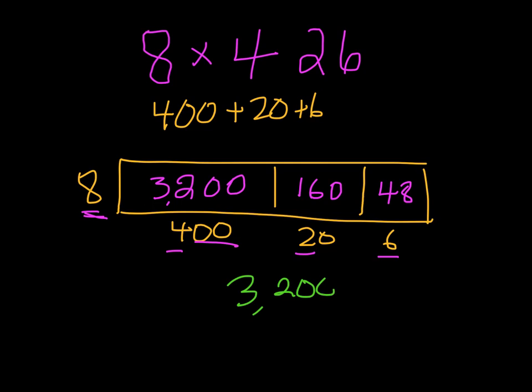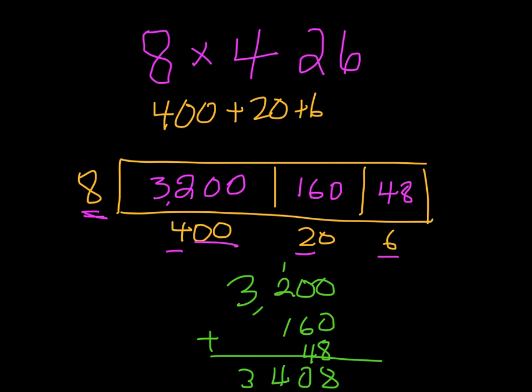3,200, 160, 48. That's 8. That's 10. Make a trade. 2 plus 1 is 3, plus 1 more is 4. 3 plus nothing is 3. 1, 2, 3, comma me, comma me. And my answer, my product, is 3,408.